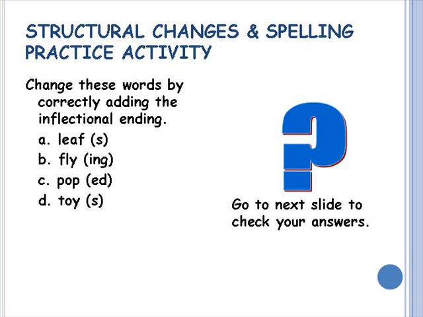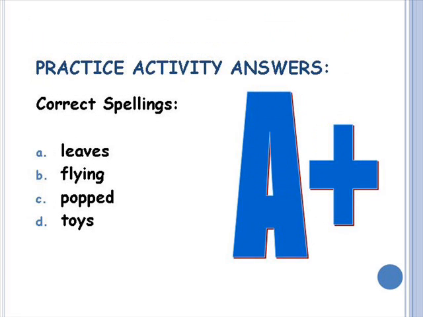Practice activity. Change these words by correctly adding the inflectional ending. Pause this video clip and complete on a piece of paper. Then continue to check your answers. Here are the correct spellings for leaves, flying, popped, and toys. Did you get 100%?